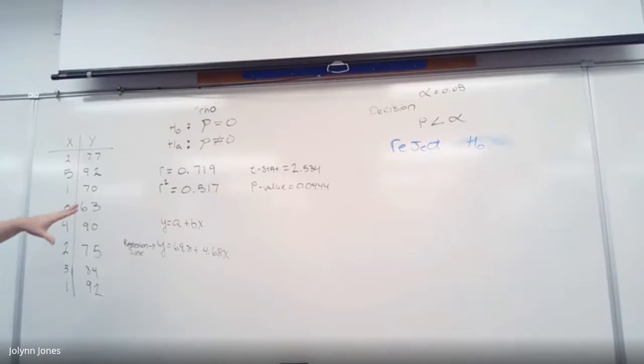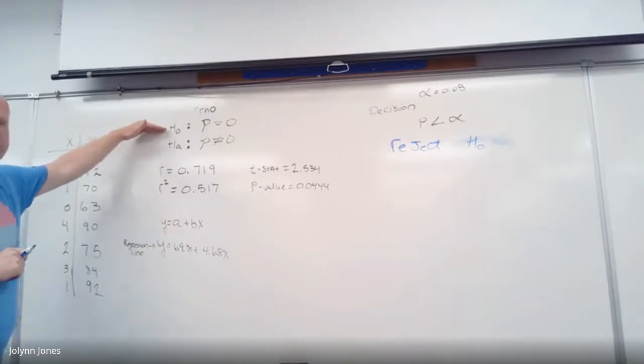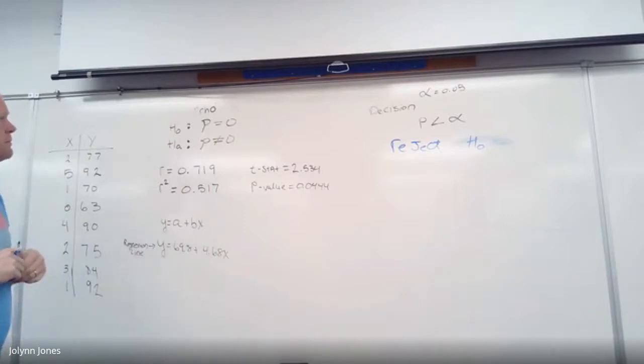Mr. John, you want to add to that? Yeah, so when we're rejecting the null, we're rejecting the idea that rho equals 0. We're rejecting that there is no correlation, which in turn leads us to say there's sufficient evidence to say there is a correlation, and this line of best fit will make a good predictive model.